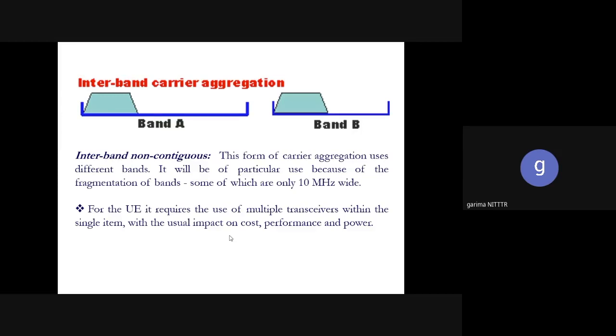Next, the second type of carrier aggregation is inter-band carrier aggregation. As shown in this diagram, we have one band and a second band, and they have different component carriers. Band A has component carriers, band B has some component carriers, and they are combined together. It will be of particular use because of the fragmentation of bands, some of which are only 10 megahertz wide. As per your requirement, you can combine component carriers, and the maximum bandwidth you can achieve is 100 megahertz. The user equipment requires the use of multiple transceivers within a single item, again with an impact on cost, performance, and power.